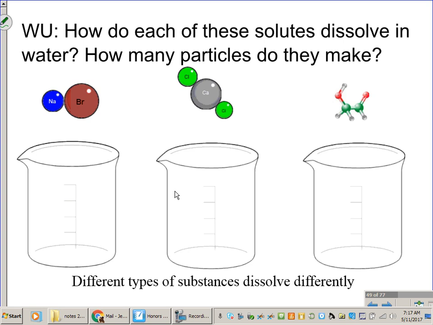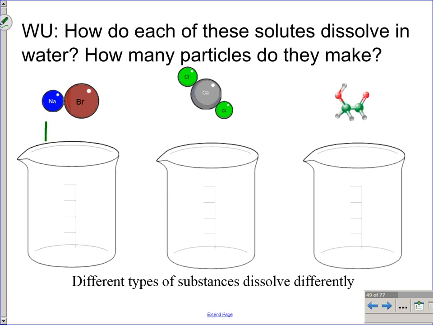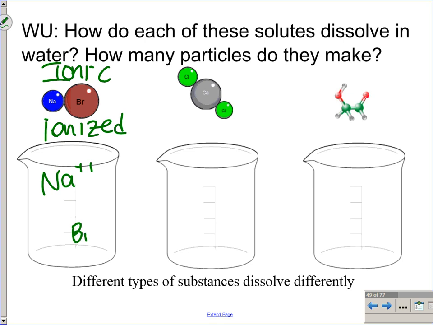If you zoomed in really far and you looked at this and this, what would they have become? They would have attached to the positive and negative sides of the water. Okay, so are you saying that they would have broken apart? What's the word we use for breaking ions apart? Ionize, right? These would have ionized. So note to self, ionic compounds ionize in water, and they make a sodium ion and a bromide ion.